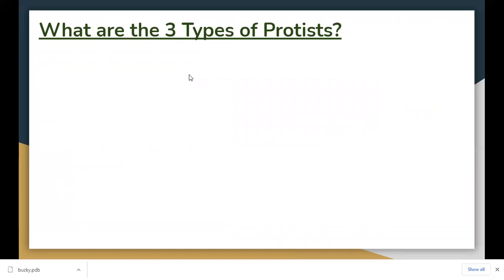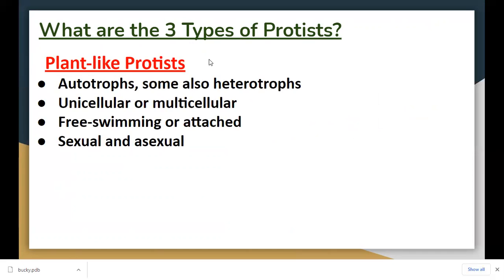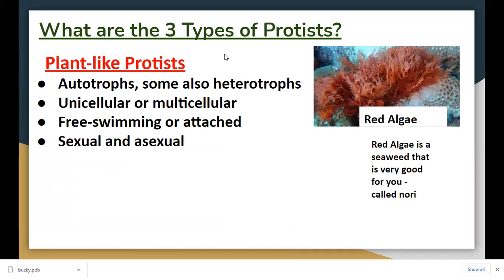The second type of protist is the plant-like protist. They are autotrophs, which means they make their own food, but some could be heterotrophs. They are unicellular or they could be multicellular. Again, they are free swimming, but they could also be attached where they don't move. And they have both sexual and asexual reproduction. So red algae is an example of a plant-like protist. Red algae is a seaweed that is very good for you. It's called nori. I don't know how it tastes, but it's good for you.